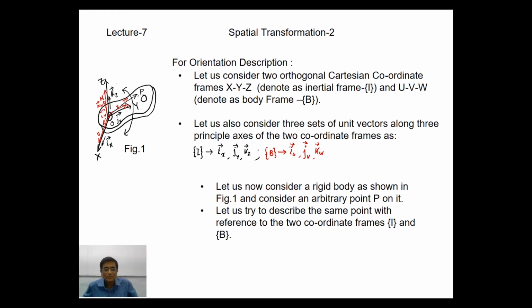Welcome back. So today we are going to again continue our discussion on spatial transformation, lecture number 7. As you know, we are discussing when a rigid body is rotating about inertial coordinate frame or body coordinate frame, as the case may be, how the rotation can be described in the form of matrix, that is mathematical description of orientation, which we are focusing on.